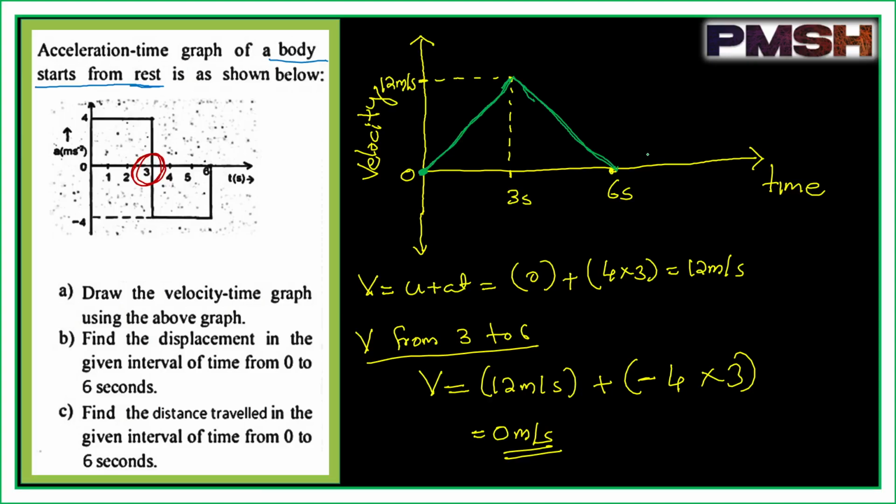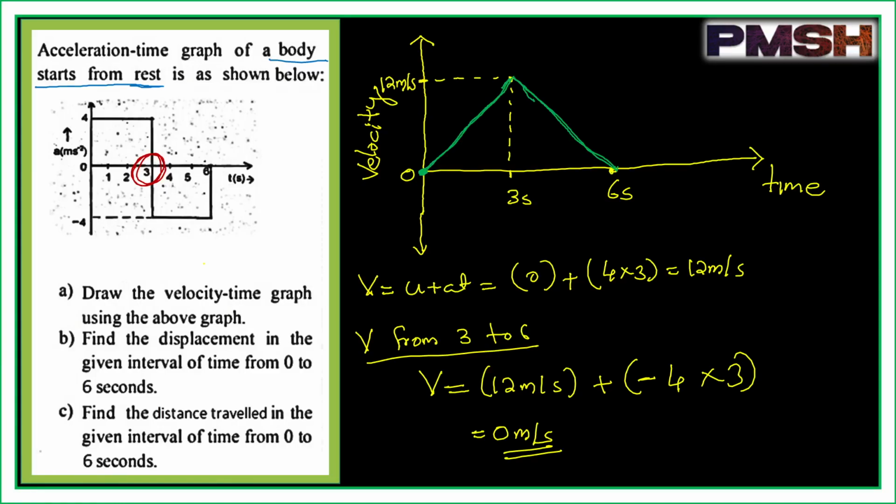Now, let's think about the B question. So what was our B question? Find the displacement in the given interval of time. So what can you say? Displacement is area under VT graph, that is velocity time graph.